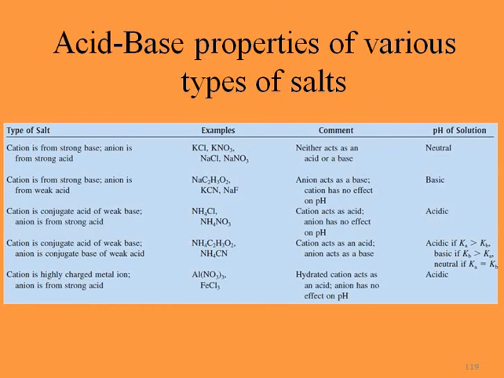And the last one, when cation is highly charged metal ion and anion is from strong acid. So hydrated cation acts as an acid and anion has no effect on pH. So we will have an acidic solution like Al(NO3)3 and FeCl3. So this is going to be the acidic and basic properties of salts.